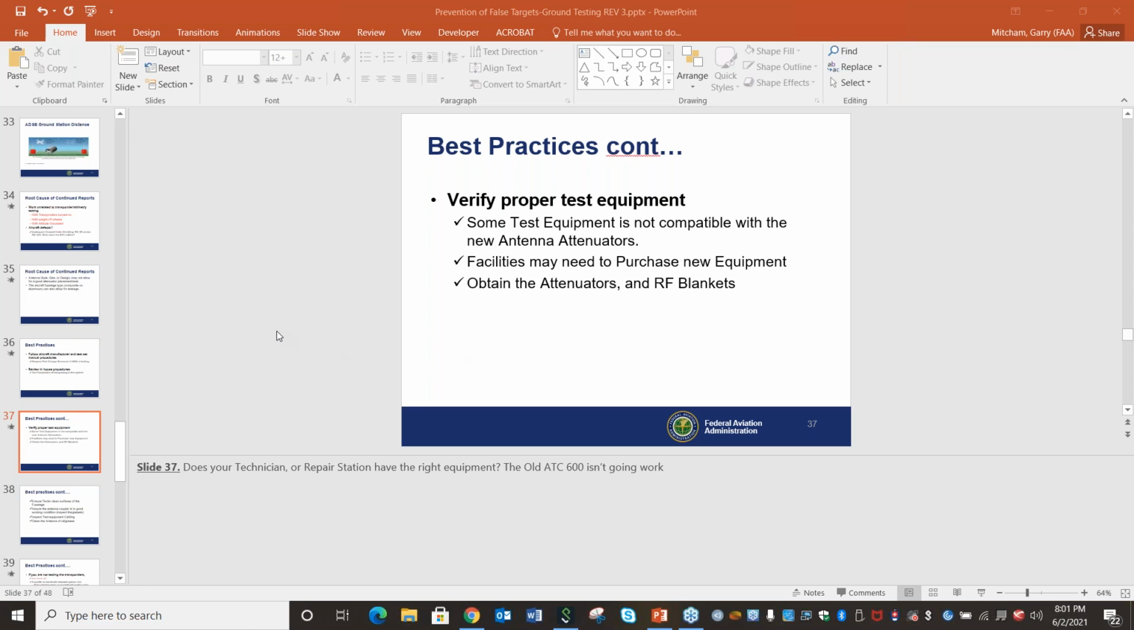Okay. Sorry about that. Just lost the connection. So we were talking about best practices, verifying proper test equipment, making sure that your equipment is compatible with the attenuators. Obtain the attenuators and the RF blankets.